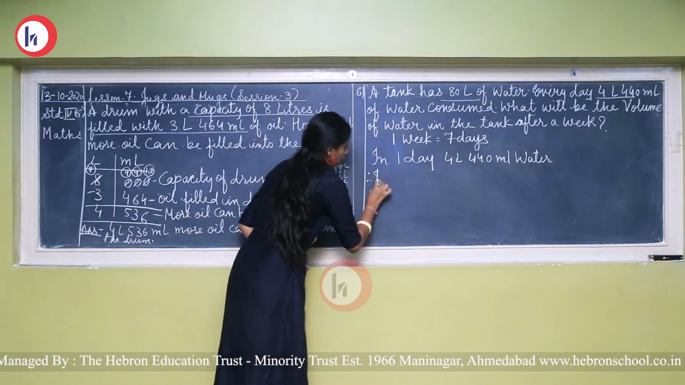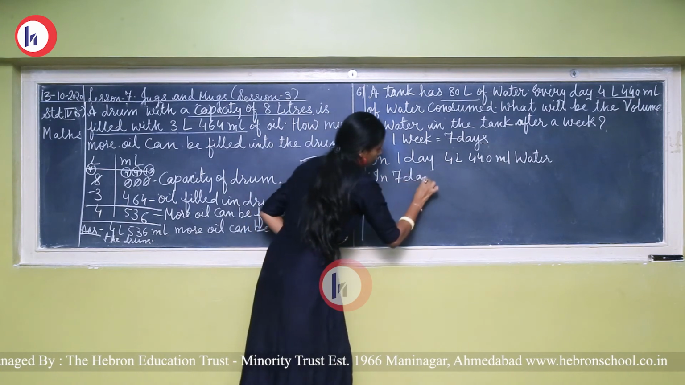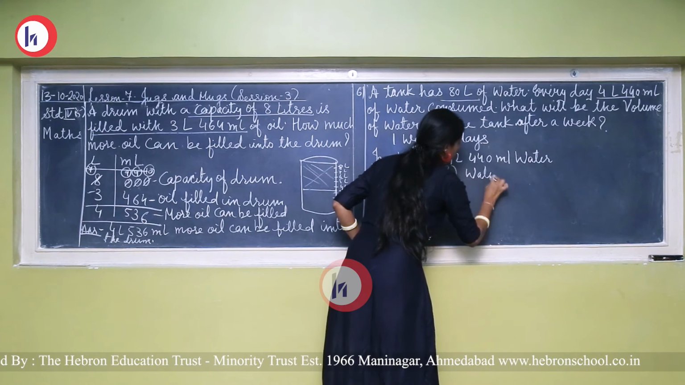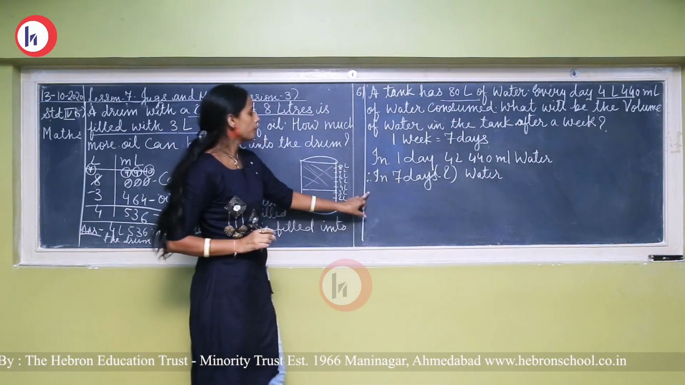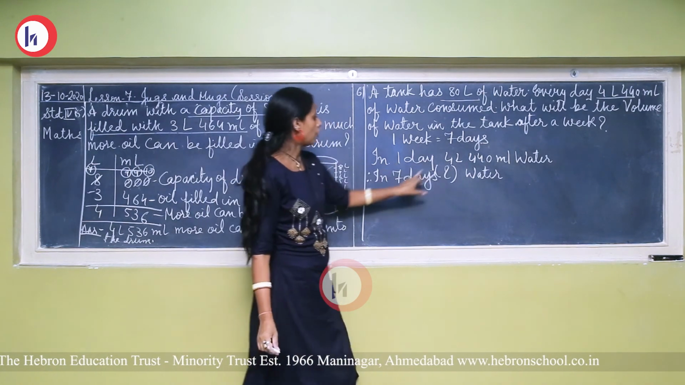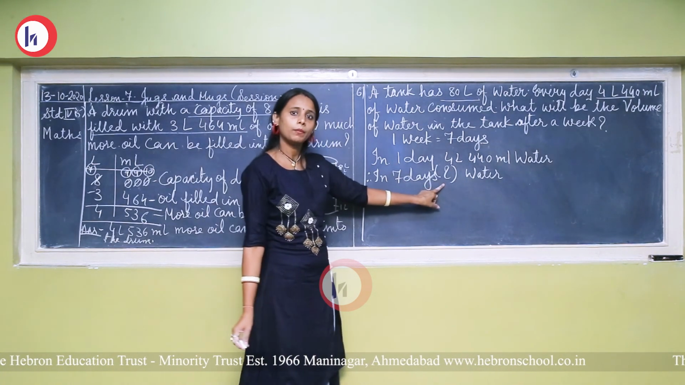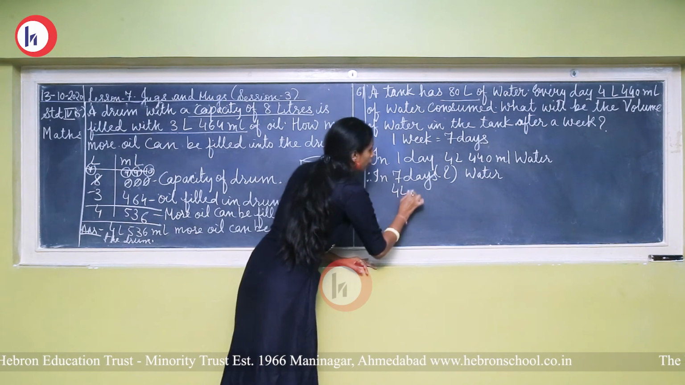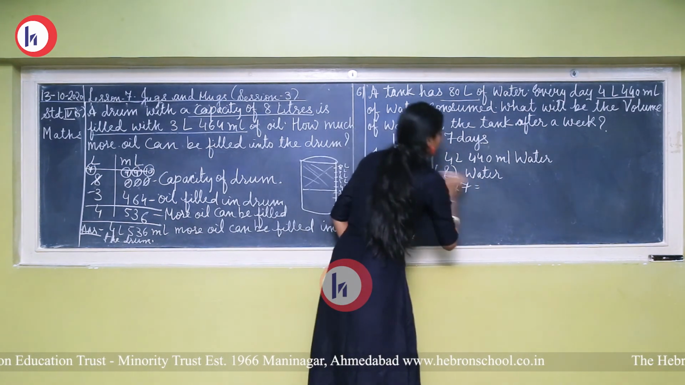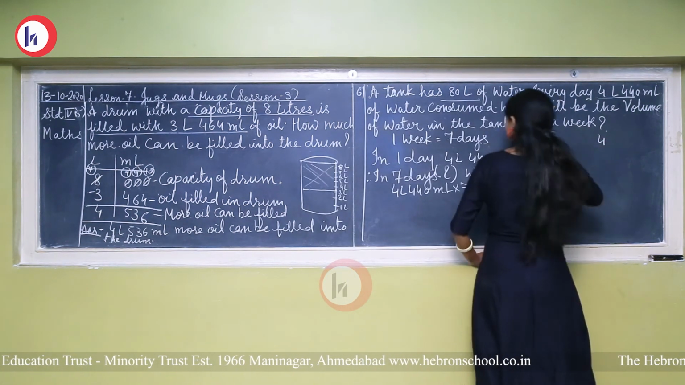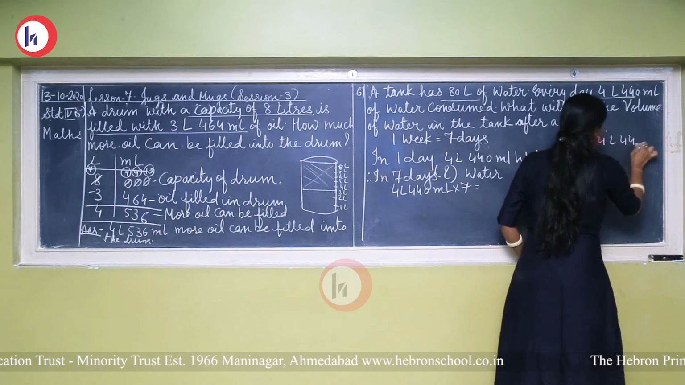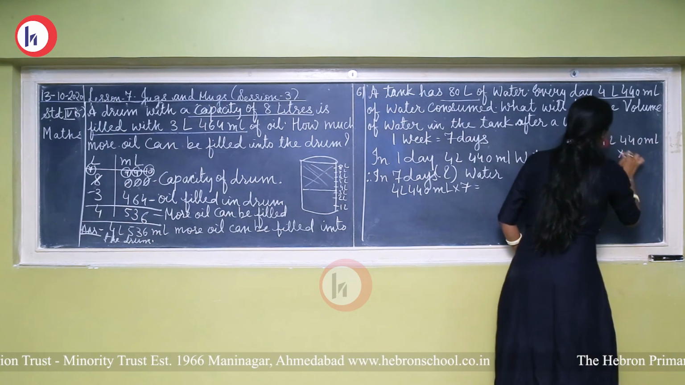Then, in 7 days, how much water will be consumed? Okay. So, what will we do here? Value of 1 is given and value of more than 1 is asked. So, we will do multiplication. 4 liter 440 milliliter multiply by 7.